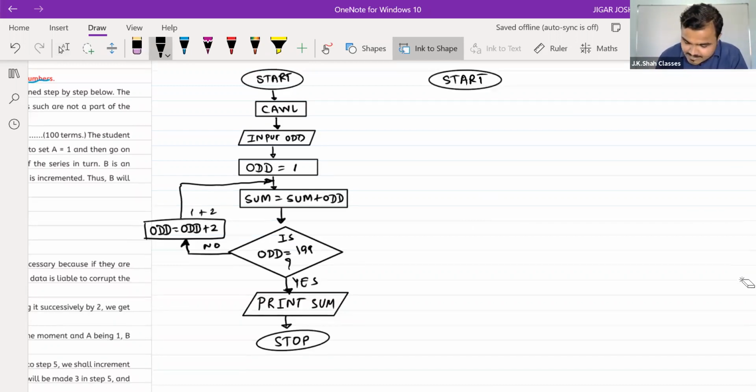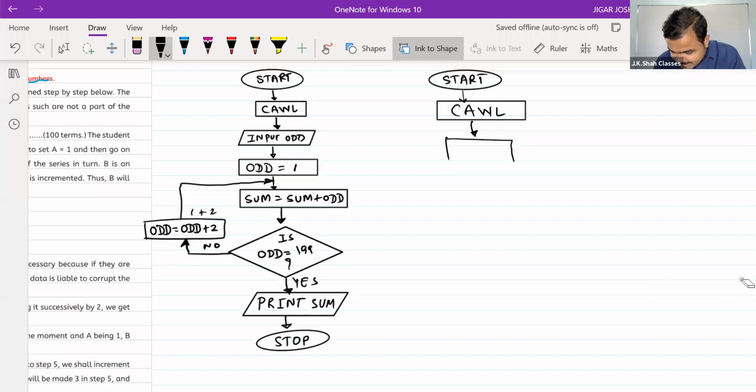Start. Yes, sir. After start, chartered, CAWL. Agree? Yes, sir. Chartered, do you remember we used to define the numbers? Yes, sir. So let me define the number n is equal to 1. Okay? Yes, sir.